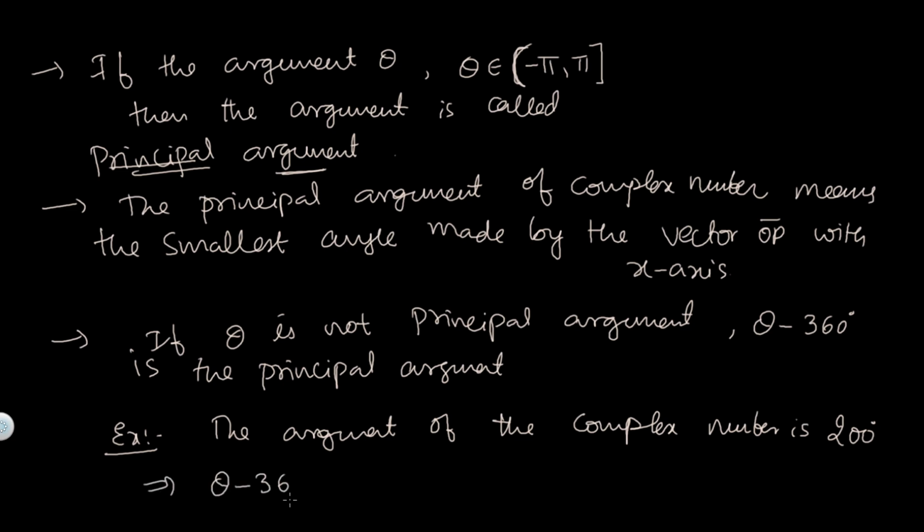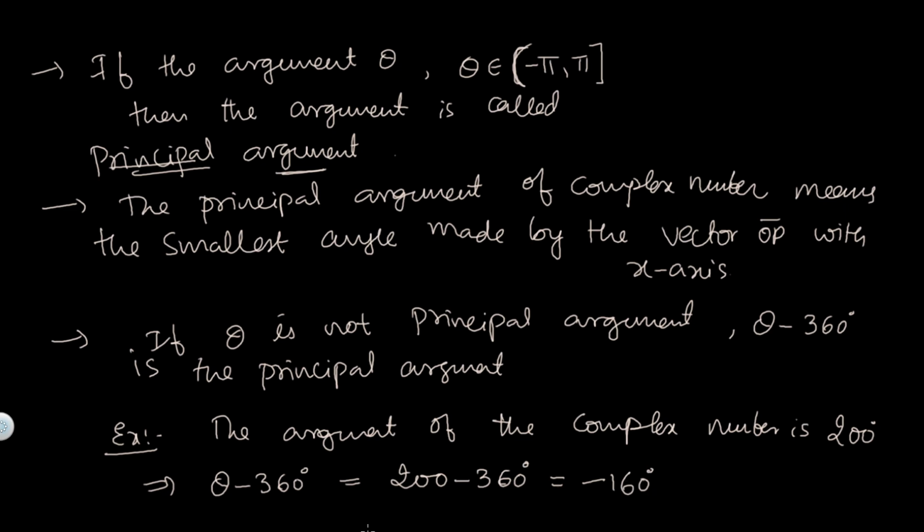Theta minus 360 means 200 minus 360. Since it is not in the interval, you have to change the angle by theta minus 360, that is minus 160 degrees. Then it is 200 or minus 160, and the smallest angle is 160 only. So therefore theta minus 360 becomes the principal argument of a complex number.